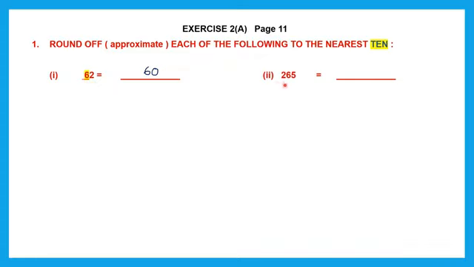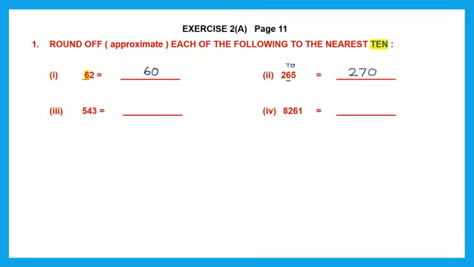Next one. Question 2, we have 265. First step is to underline the digit in the tens place, and we have 6 in the tens place. Then look at the digit to its right, it's 5. So 5 or more than 5, then the underlined digit will change. So 6 will now become 7. You add 1 to it, it becomes 7, and 5 will be replaced by a 0. So we have 2 as it is, 6 will be increased by one to 7, and 5 will be replaced with 0. So 270.